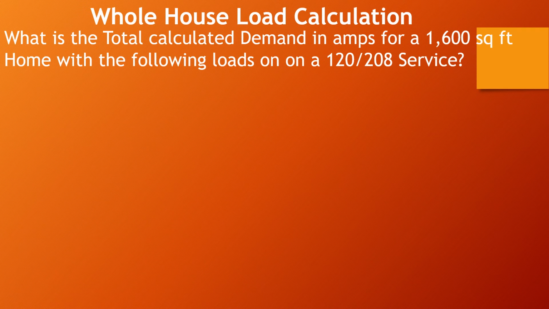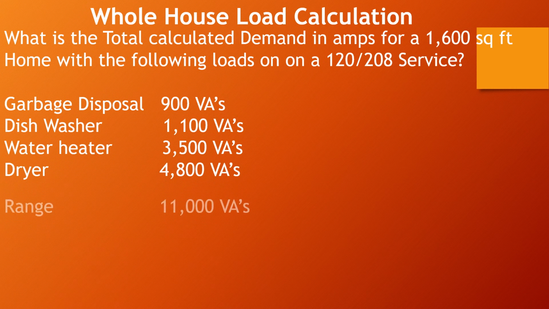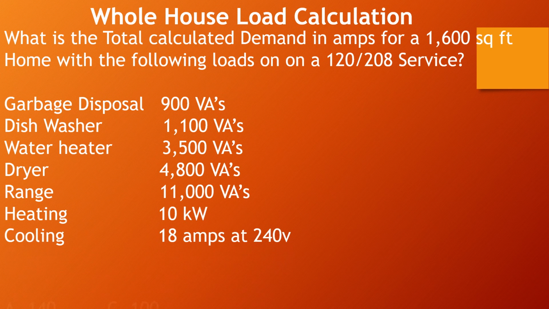What is the total calculated demand in amps for a 1,600 square foot home with the following loads on a 120/208 service? So you have the garbage disposal, dishwasher, water heater, dryer, range, heating, cooling, and we have some options here. So you're going to treat this like a normal calculation. We're doing the standard method in this calculation, and then we need to figure out what the actual amp draw is on a 120/208 volt service.